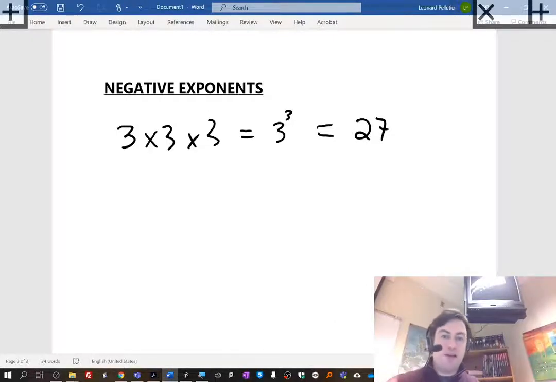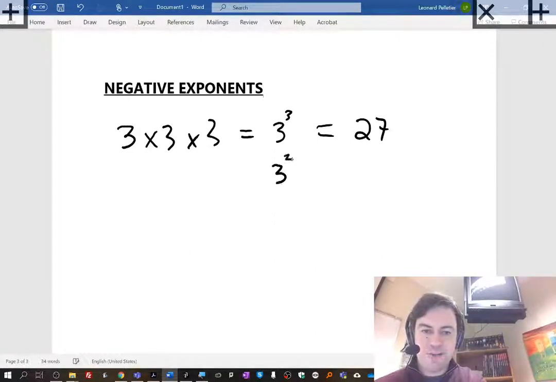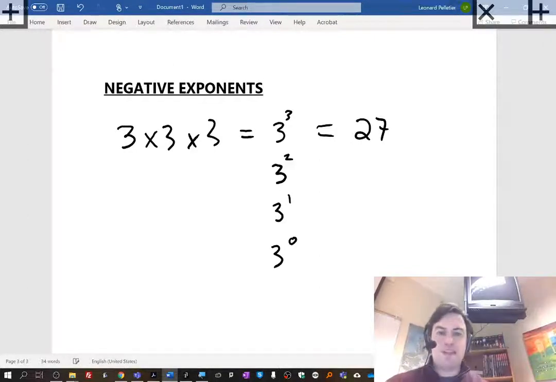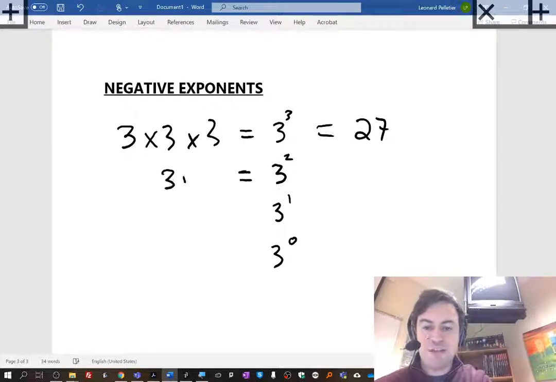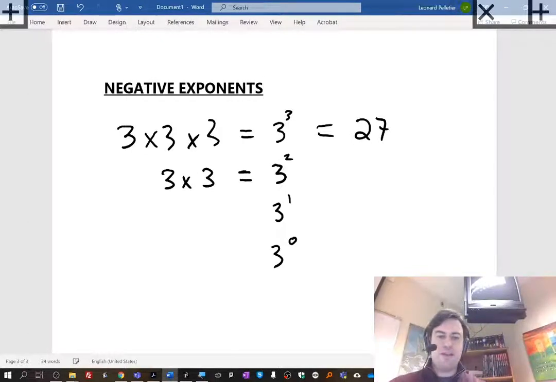If we go down a step, from 3 to the power of 3 to 3 to the power of 2, and then 3 to the power of 1, and then 3 to the power of 0, let's look and see what's happening and try to make sense of these numbers. So 3 to the power of 2 is the same thing as 3 times 3, and that's equal to 9. That's just the definition of what 3 to the power of 2 is.